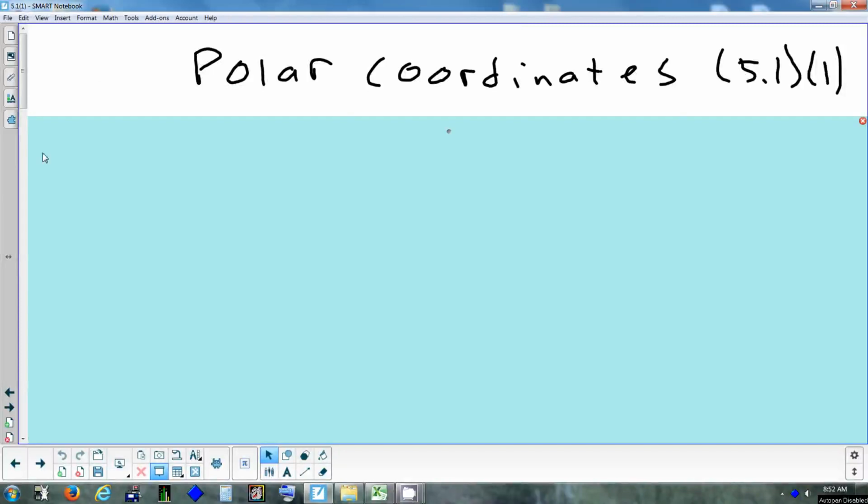All right, so we're going to look at what's called polar coordinates. Basically, what we're going to do is just graph single points. Okay, we're not even going to be graphing a whole picture. We're just going to graph coordinates in this section.